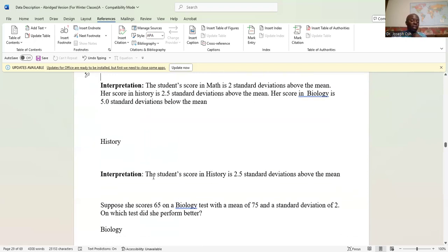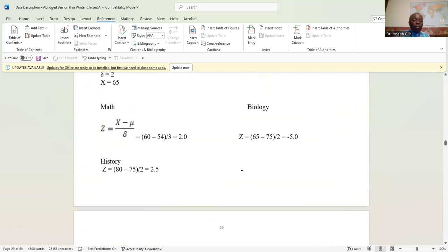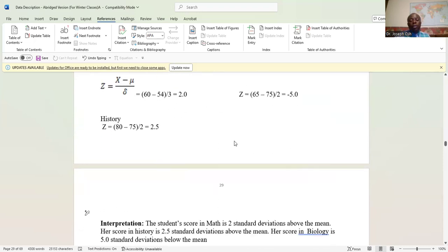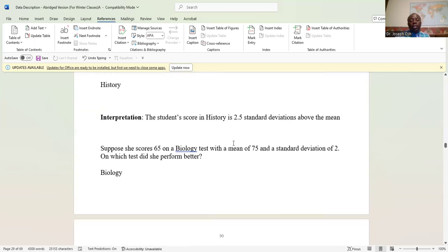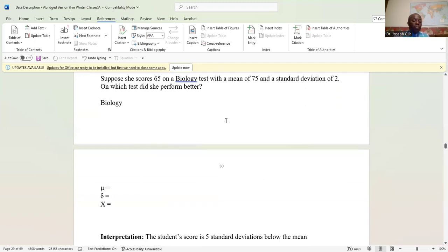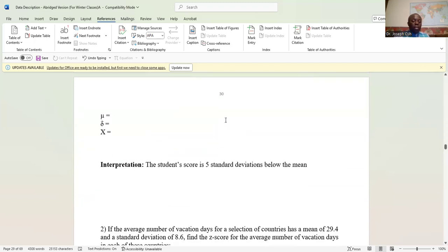So the student's score in history is 2.5, which is above average. And that is what they ask us here. They say, on what test did he perform better? That would be on history. Okay. So the student's history score is 2.5 standard deviations above the mean. So now he performed better in history.